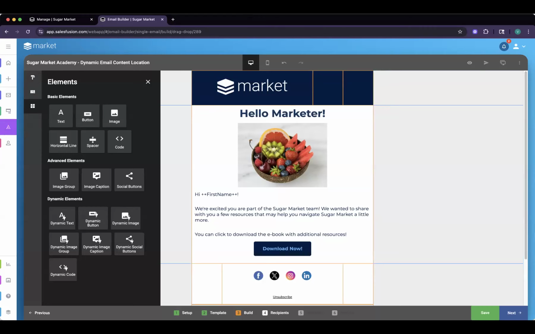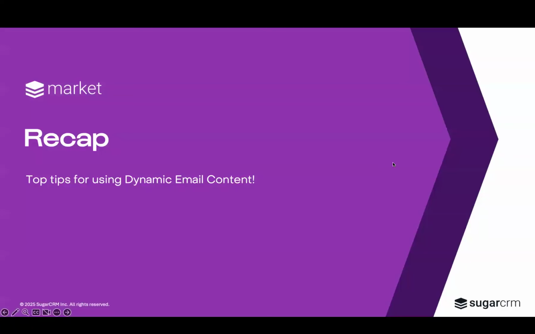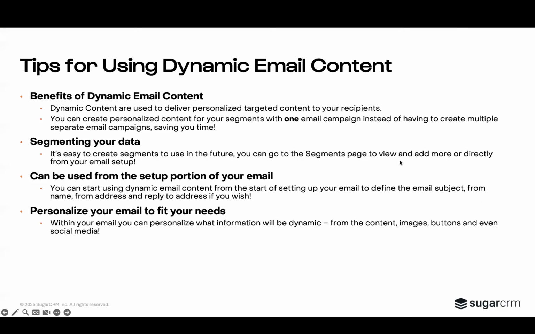Perfect. So let me just go back to the presentation. Sorry. So, a recap of using dynamic content. As James just mentioned, you can personalize targeted content to your recipients. One email, that's all it takes. You can have one email and create multiple separate email campaigns, with different content, different images, buttons, all that good stuff, just within one. That's great.